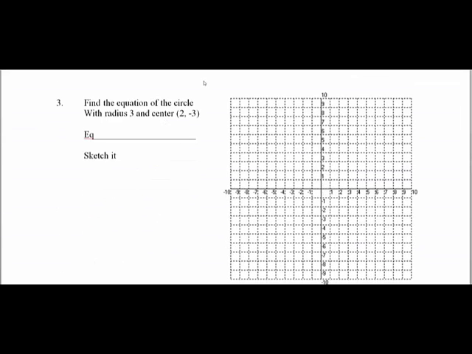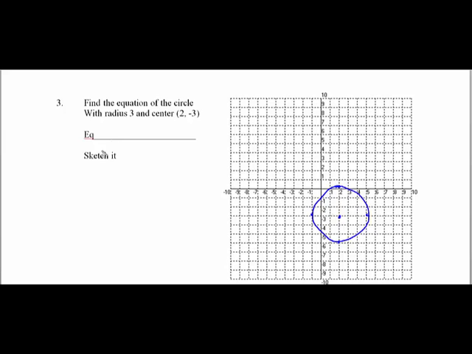This is an example of finding... what's given in this problem is practically everything we need to sketch. They give us the center at 2, -3, and a radius of 3, so we're going to make a sketch of this. 1, 2, 3, 1, 2, 3, 1, 2, 3, and 1, 2, 3. Here we have a beautiful circle.